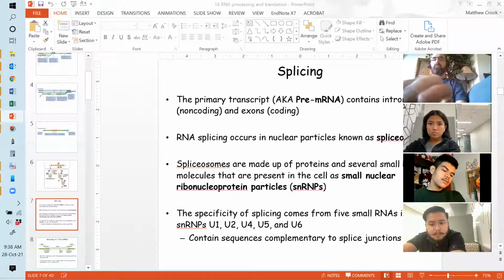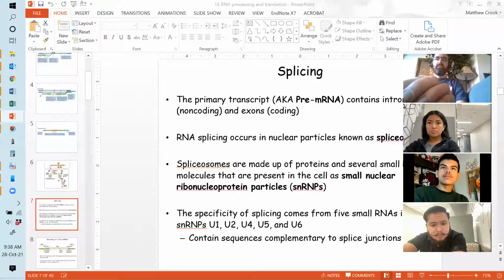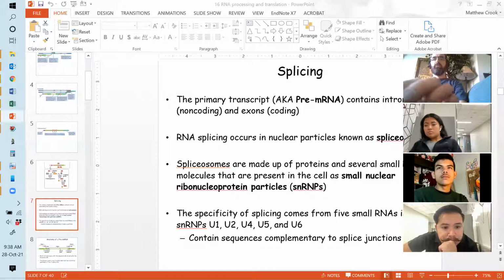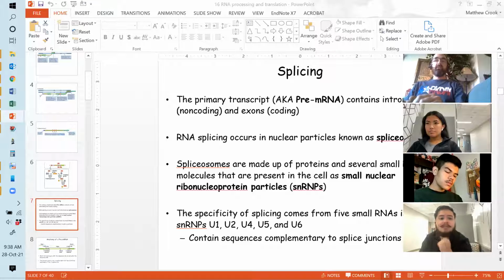So ribonucleoproteins equals ribo, as in RNA, nucleo equals nucleus, and obviously protein is pretty self-explanatory. That's not particularly difficult. Right, so these are protein RNA complexes in the nucleus that recognize introns and remove them.